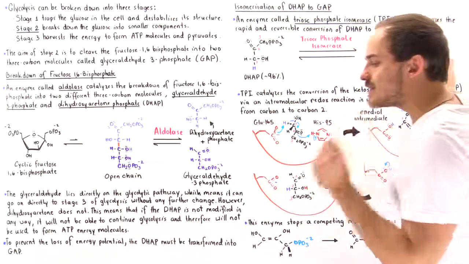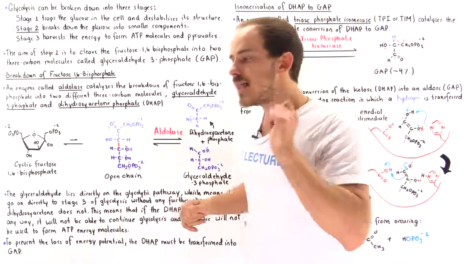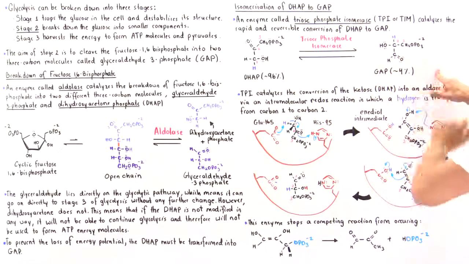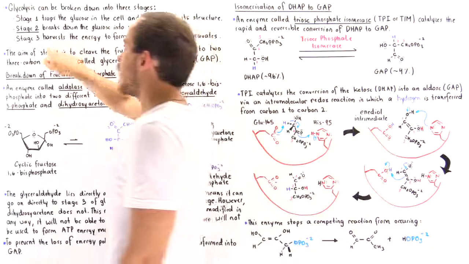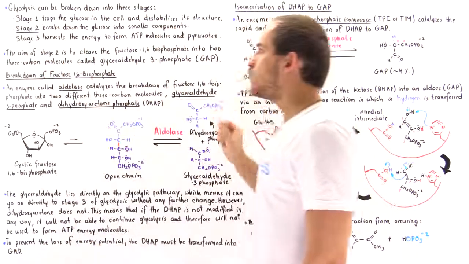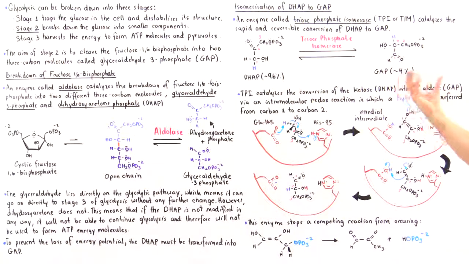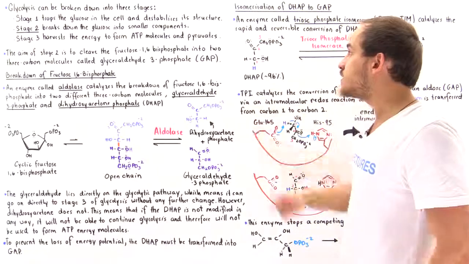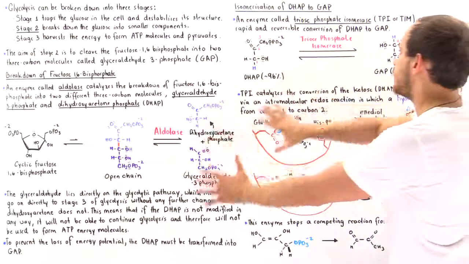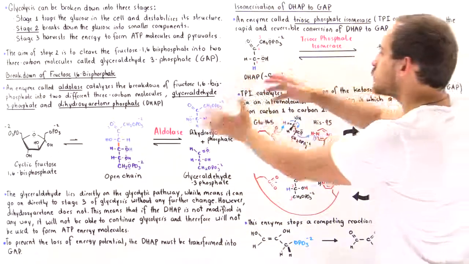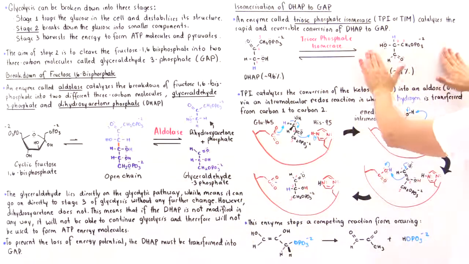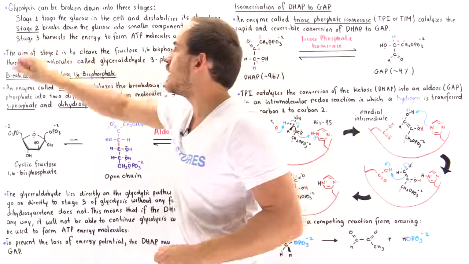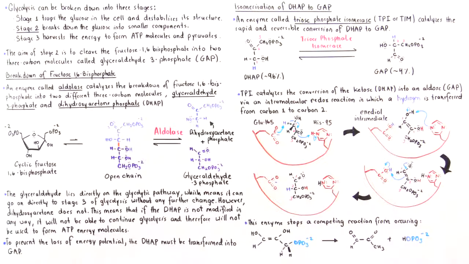Now, why is that not a problem? Well, it's not a problem because by Le Chatelier's principle, once the GAP is fed into stage 3, it will be used up. And as soon as we use up this product molecule, by Le Chatelier's principle the equilibrium will shift to the product side, and the DHAP will be continually transformed into the product as we pull it away and feed it into stage 3.